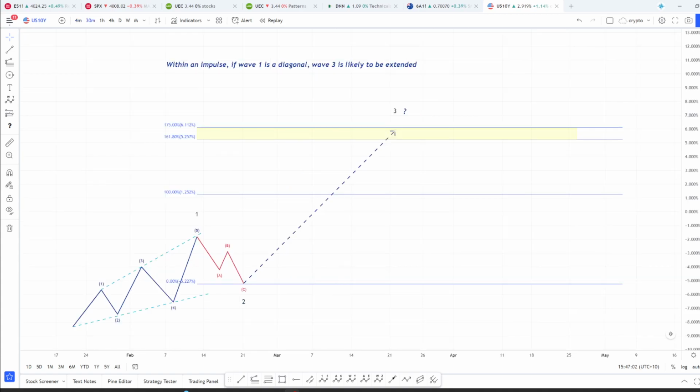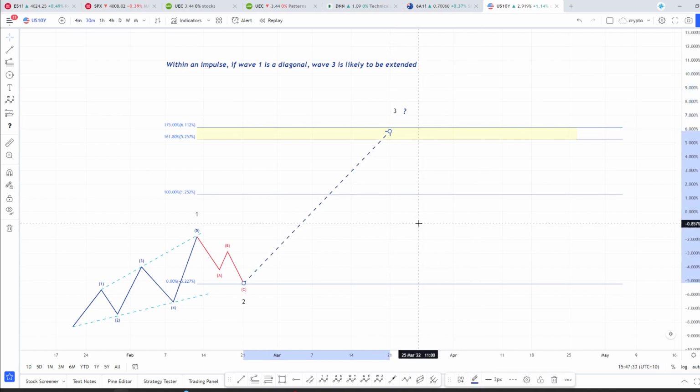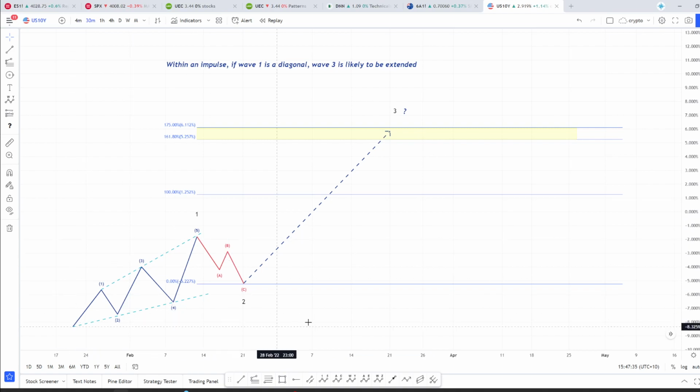The next guideline states that within an impulse, if wave 1 is a diagonal, wave 3 is likely to be extended. So when we talk about an extended wave 3, if we see this setup where we've got a leading diagonal in wave 1 and a sharp zigzag that retraces quite deeply into wave 2, we would expect, though it's not a prerequisite, but we would expect extension in wave 3. So that would mean for me that at least we're going to reach 161.8% of wave 1 and probably go further. However, that would be my minimum base case if I was analysing a setup that appeared with a leading diagonal in the wave 1 position.